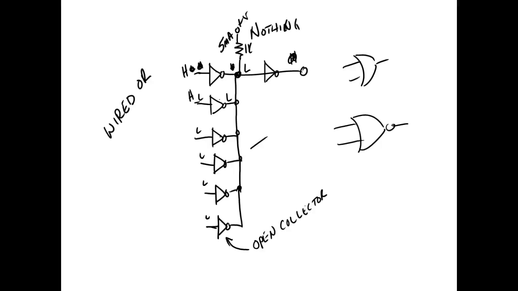Normally an open collector will give us more drive. So if you ever look at a digital schematic and you see a pull-up resistor on the output of a gate, what do you know about that gate? It's open collector.